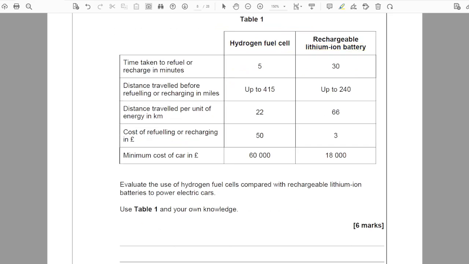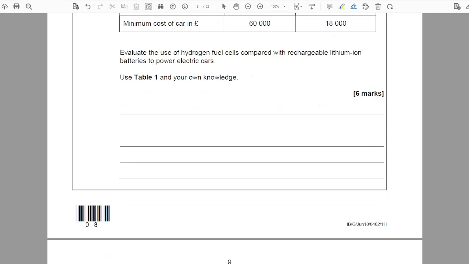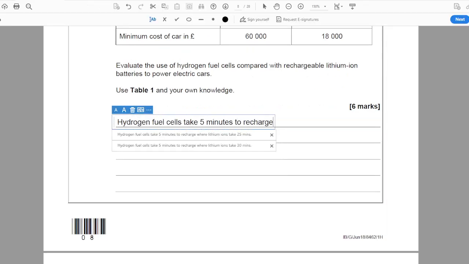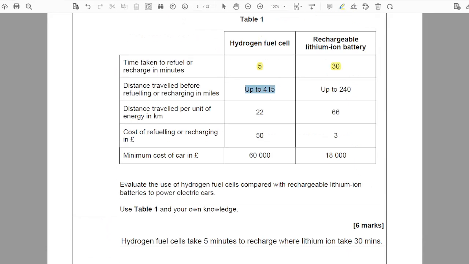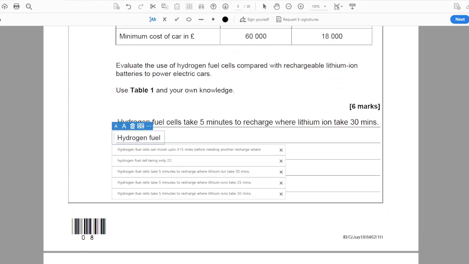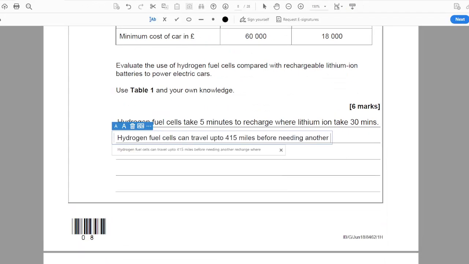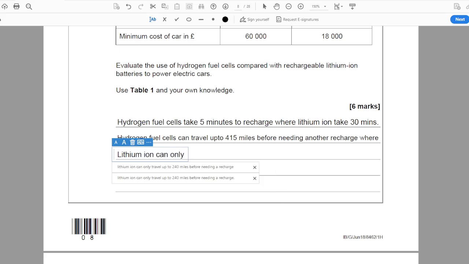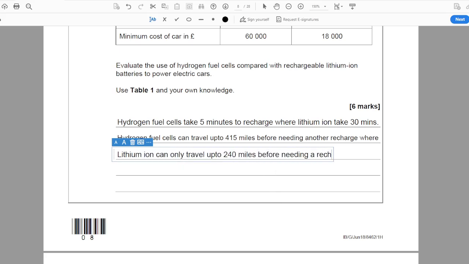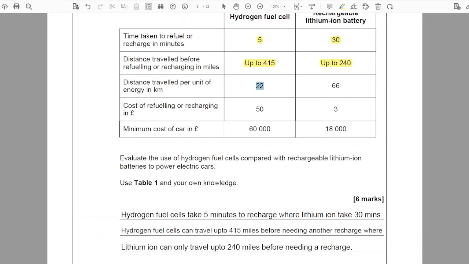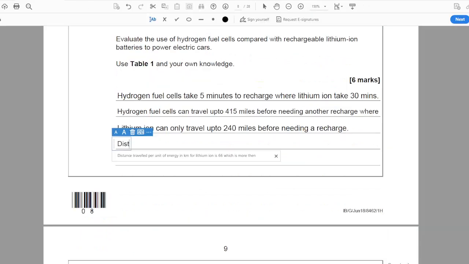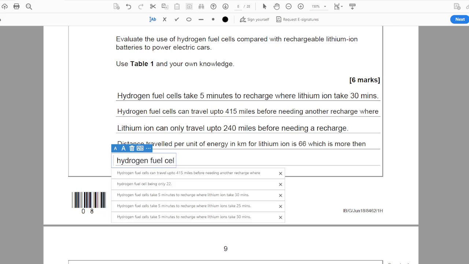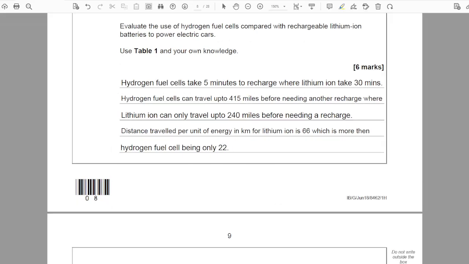So as a start, you can say that hydrogen fuel cells take 5 minutes to recharge where lithium ion takes 30 minutes. Next, hydrogen fuel cells can go up to 415 miles before another recharge is needed, where lithium ion can only go up to 240 miles. And you can also say the distance traveled per unit of energy in kilometers is 66 for lithium ion, where it's only 22 for hydrogen fuel cell.